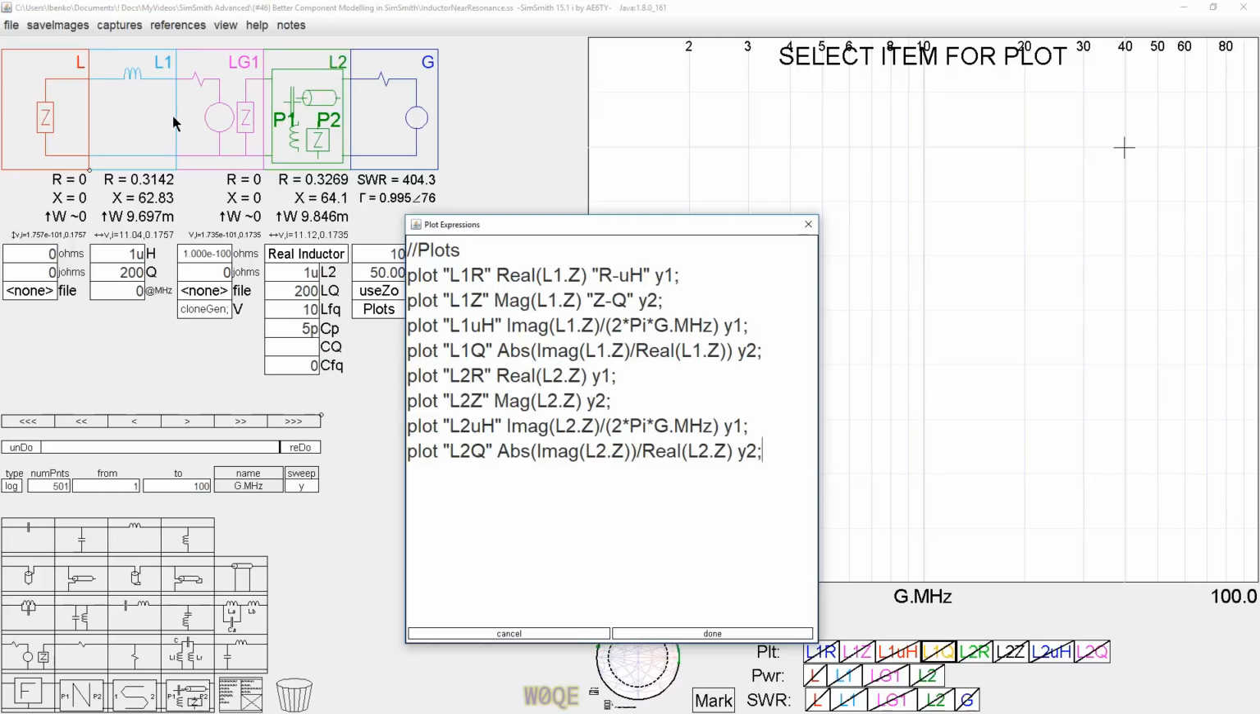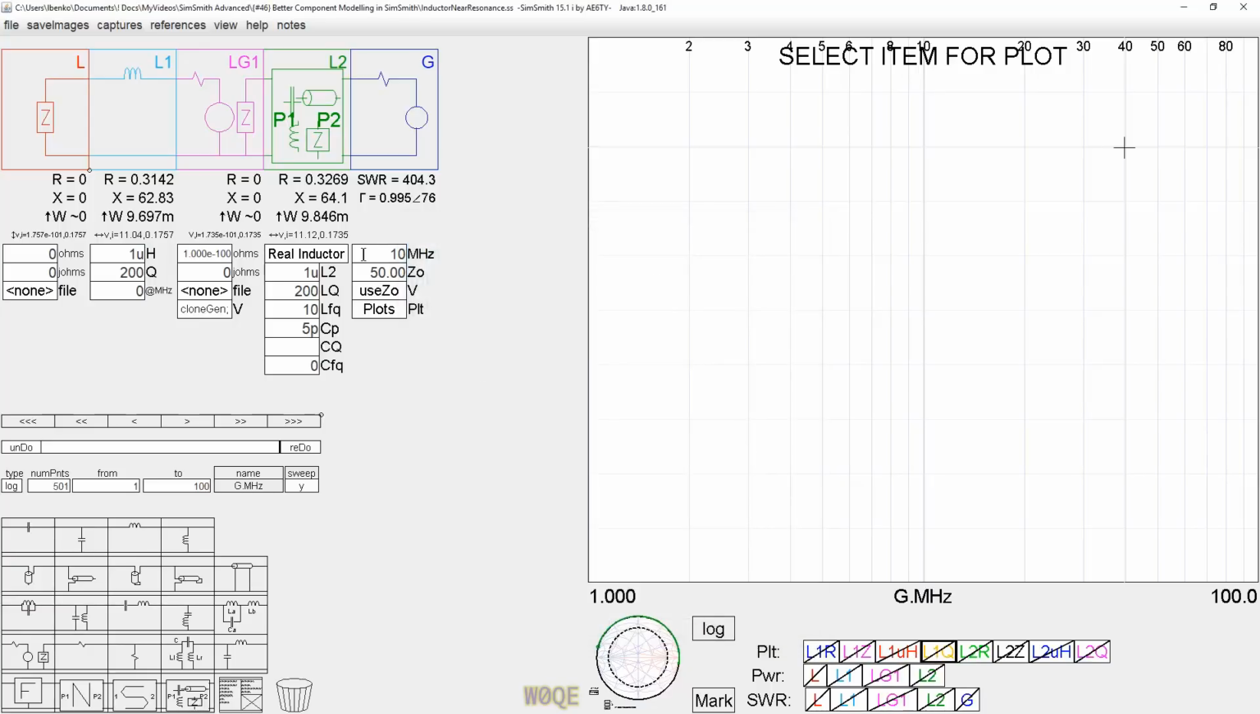If I take the magnitude of it, it's the magnitude of the total impedance. And it's pretty simple. And then I do Q. Q is the absolute value, in case it's capacitive, of the imaginary piece, which is the reactance, divided by the resistance. And Q is X over R. And I do it again for component number 2.